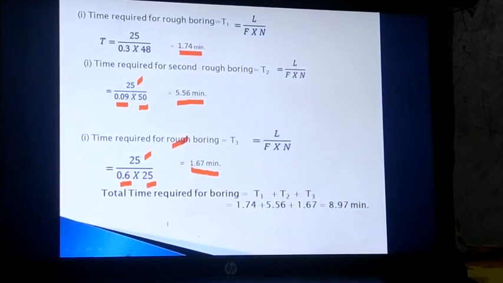Lastly we will add all these times to calculate the total time required for this complete boring operation. T is equal to T1 plus T2 plus T3, that is 1.74 plus 5.56 plus 1.67, equal to 8.97 minutes. So in this way we can calculate the machining time for the complete boring operation.